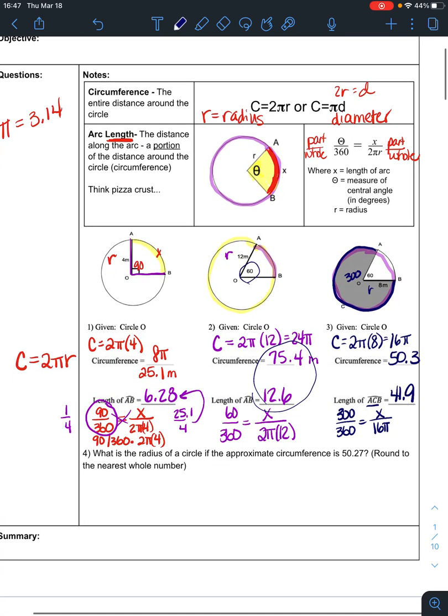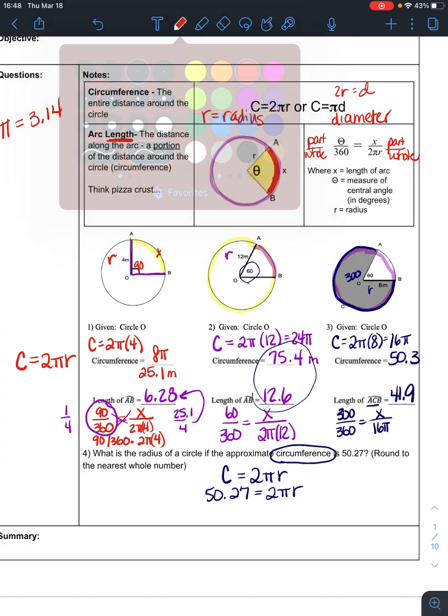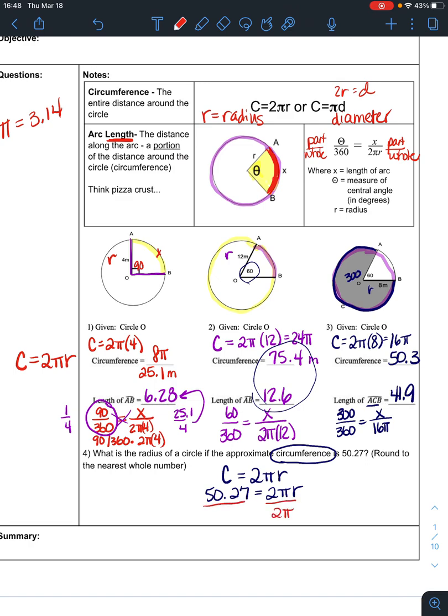The last one, what is the radius of the circle if the circumference is 50.27? Okay, the circumference is 50.27. So as soon as you read the word circumference, write down the equation, 2 pi r. Okay, so then if that's 2 pi r and I know the circumference, then I'm going to plug in, substitute 50.27 is equal to 2 times pi times r. Now here's where you have to be careful. I need to solve for r. So I need to divide by 2 pi and divide by 2 pi.